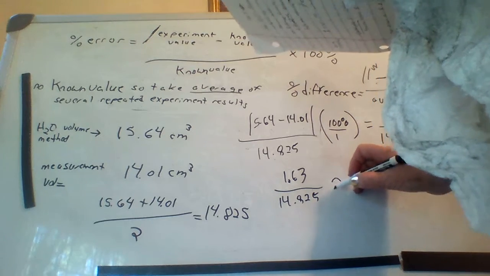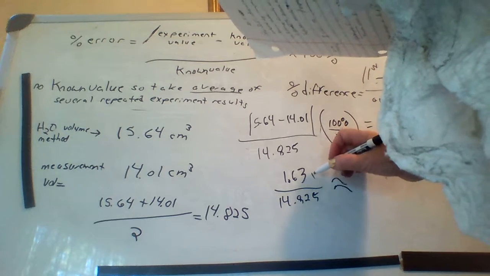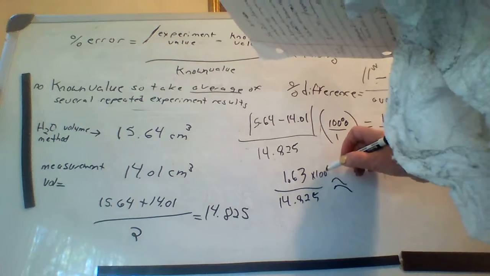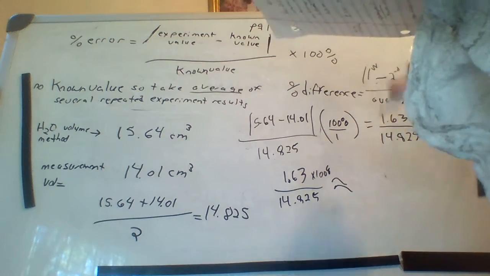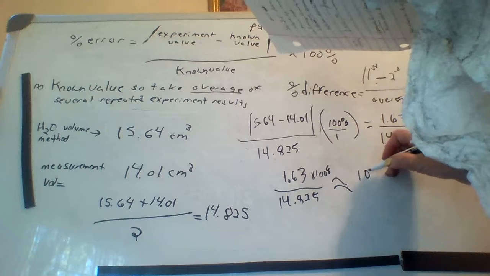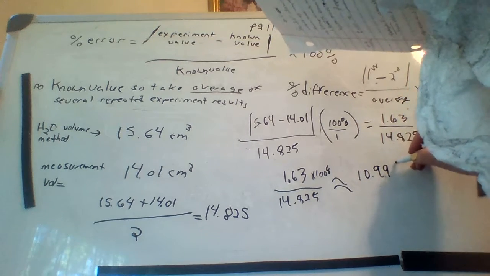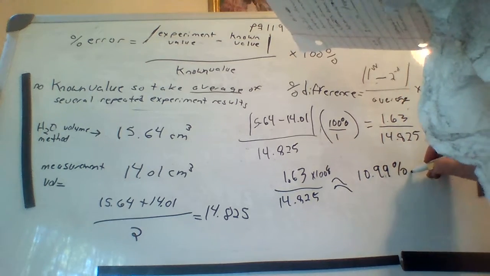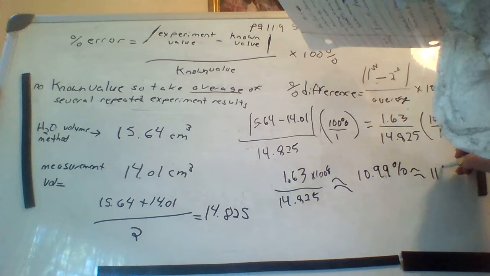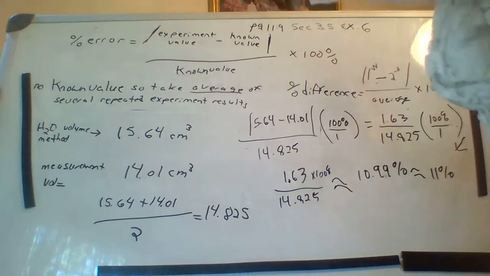And this is times 100%. So we multiply that, we're going to get 10.99%. And they're having you round. So you're going to get 11%.